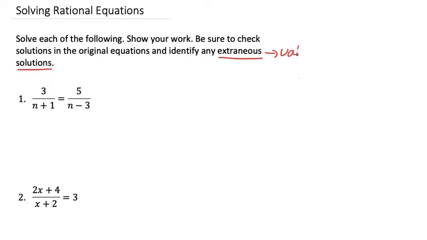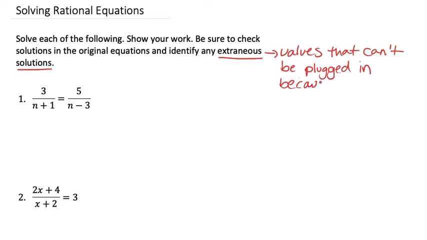So in all of the equations that we've solved before, we've never had this situation because we've never had answers that couldn't be plugged in. But when you're dividing, as you hopefully remember, you can't divide by 0. So any number that you would plug in that would result in dividing by 0 is not allowed. It's called an extraneous solution. So again, they're values that can't be plugged in because they result in dividing by 0.